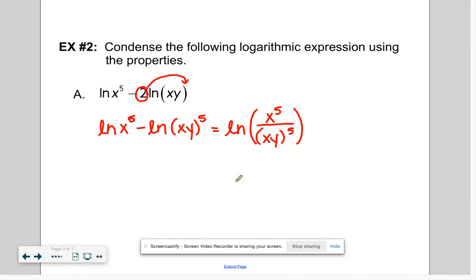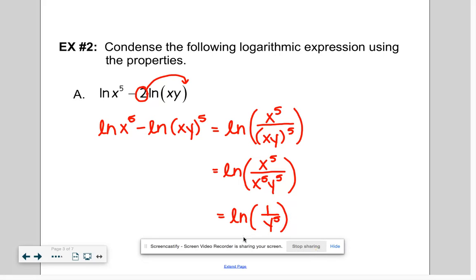And you know what? This time, we could even clean this up a bit more. This answer's fine, but we could clean it up more, because on the bottom we really have x to the 5th, y to the 5th, don't we? And do you see how the x's can cancel and simplify? So this is interesting because really you just have 1 over y to the 5th on the inside. So let's condense it all the way down like that.